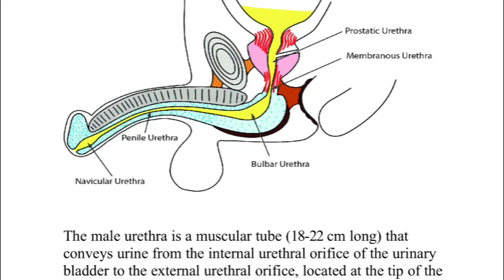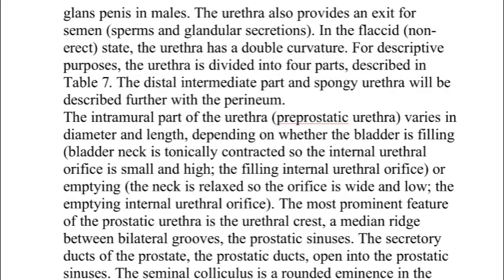In the flaccid state, that's in the non-erect state, the urethra has a double curvature. So when we want to describe it, the urethra is actually divided into four parts. The distal intermediate part and the spongy urethra are actually part of the perineum. Then the intramural part of the urethra, that's the pre-prostatic urethra, is what I want to talk about now. That's the part in the pelvis.